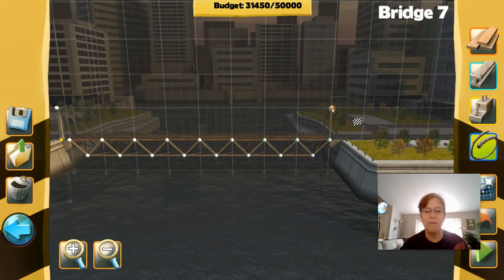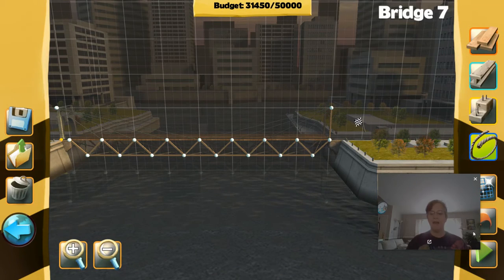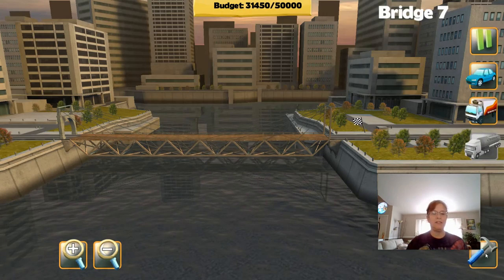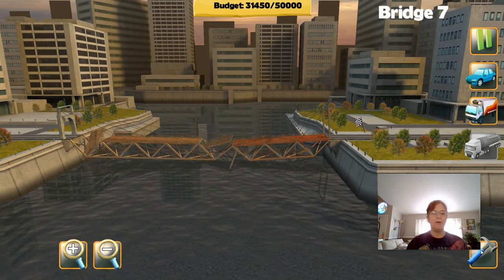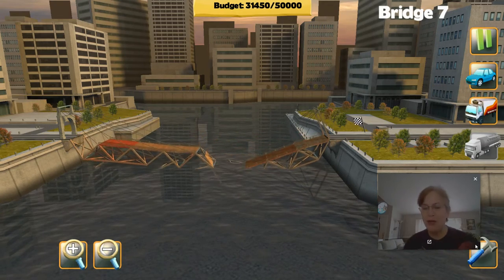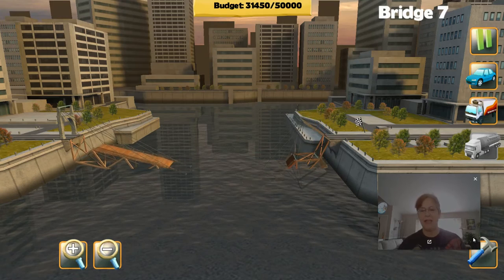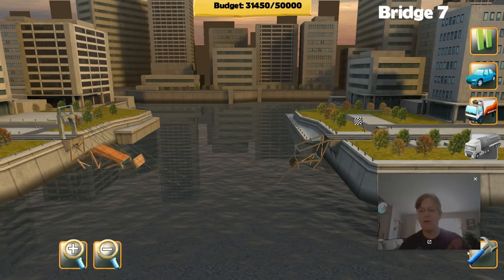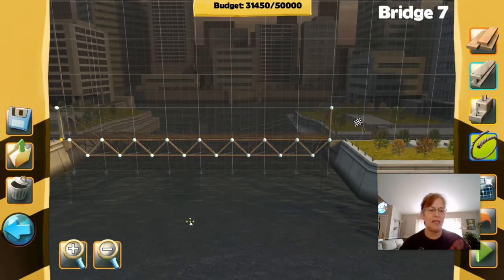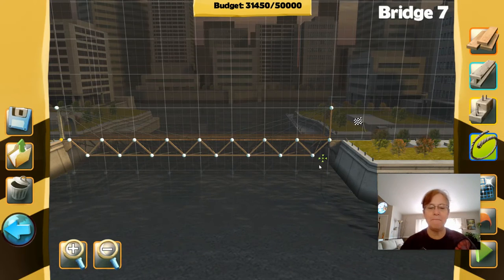So now I've got cables. We'll see if that helps at all. Let's see if my bridge even stands. It broke slower. Didn't it break slower? I would say it broke slower. So let's go ahead and try some more things, okay?